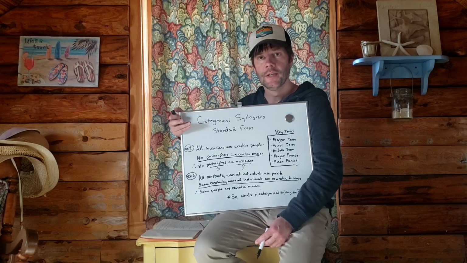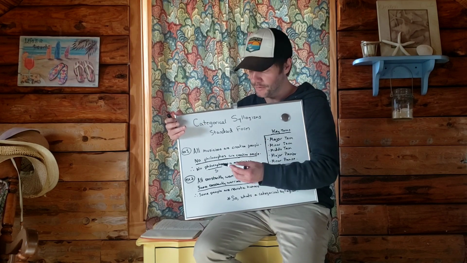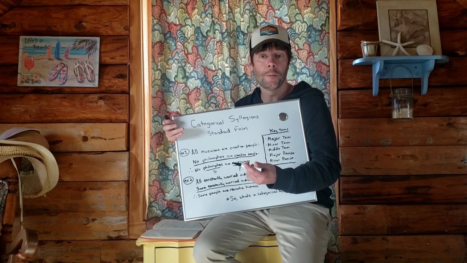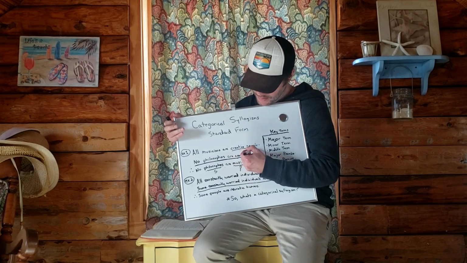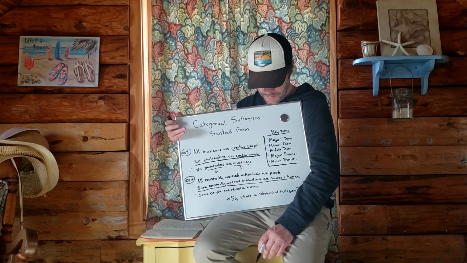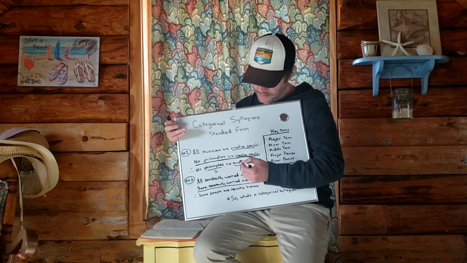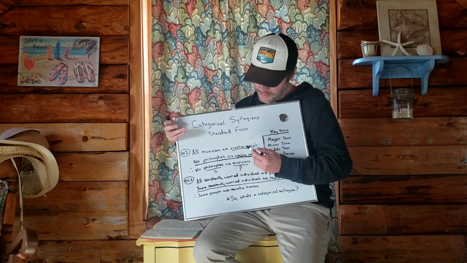Now the middle term is the term that appears in the argument twice but doesn't show up in the conclusion. So it would show up twice in the premises. In this case we have creative people right there, and creative people right there. If we go right through it, the major term is musicians, the minor term is philosophers, and the middle term is creative people.